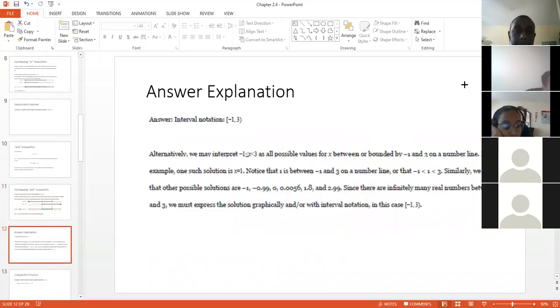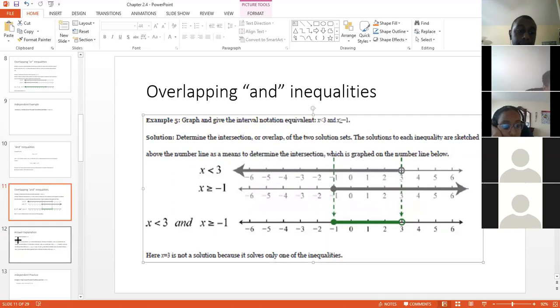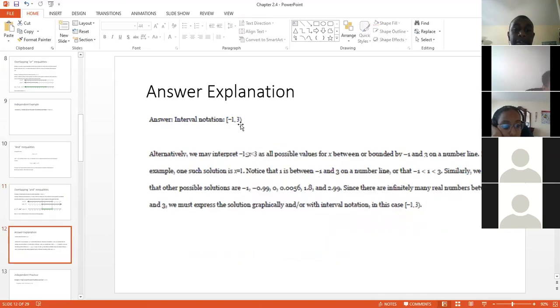Okay, so here they just explain the answer. This is what it is in interval notation. The lower bound is -1, and the upper bound is 3. So they write it like this. 3 is not included, so they have the parentheses, and the brackets on -1. So they just explain whatever I just said.